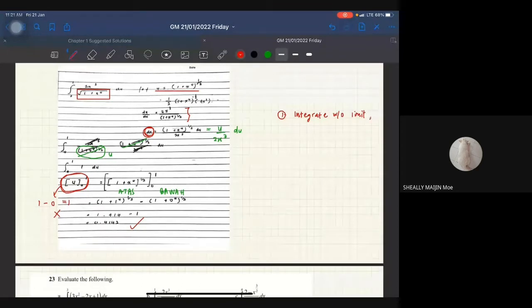Okay, so bila integrate without limit, maksudnya dia adalah indefinite integral. So dia integral yang biasa yang kita belajar before this. So dia mesti ada plus C. Okay, so bila kita dah integrate, barulah kita masukkan limit and kita cari. Integrate without limit, lepas tu ada plus C and then baru kita letak. Then we put the limit and solve.